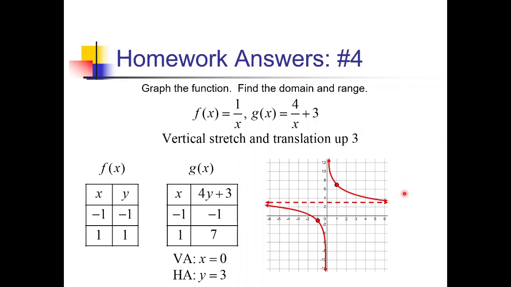For my domain, that's still going to be x not equal to 0 because of my vertical asymptote. The range, since my asymptote's at 3, I've got y not equal to 3 for that one.